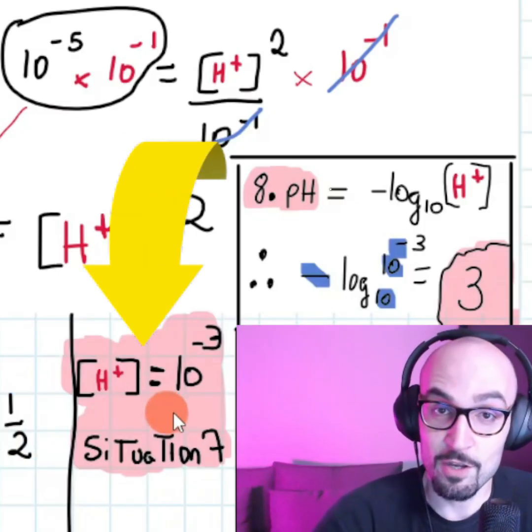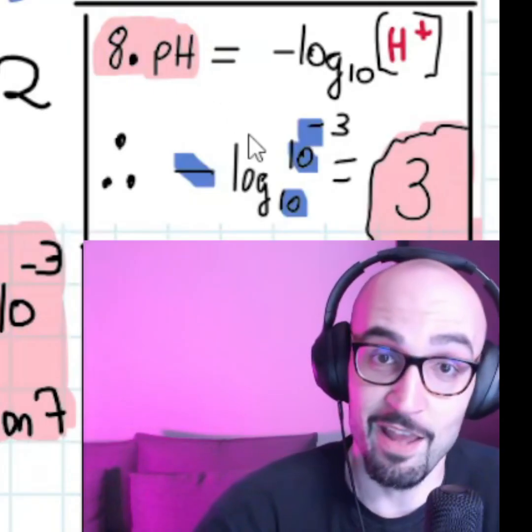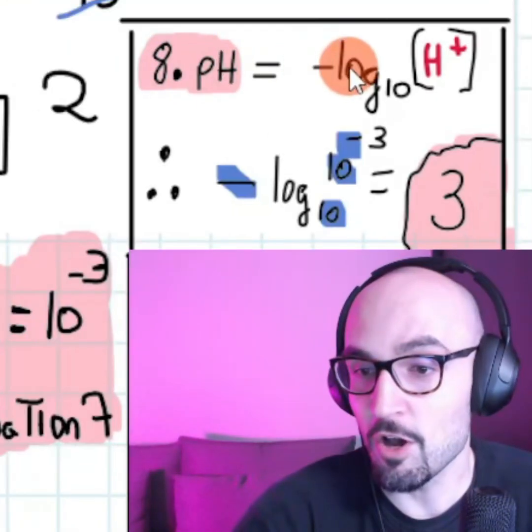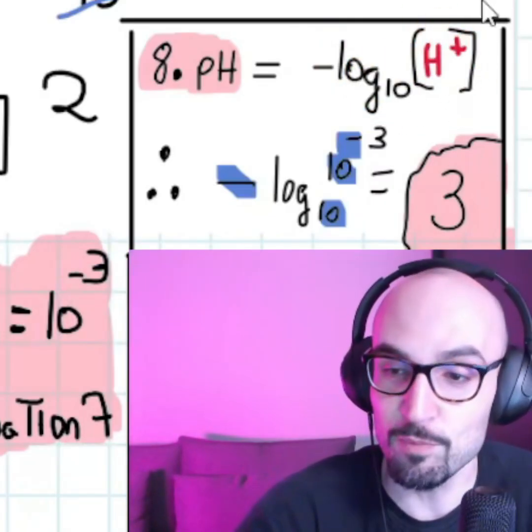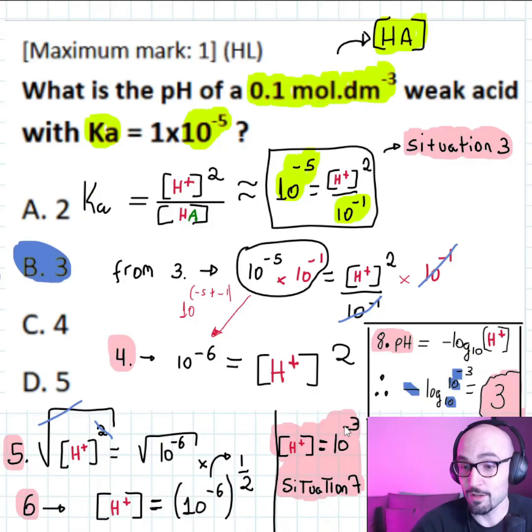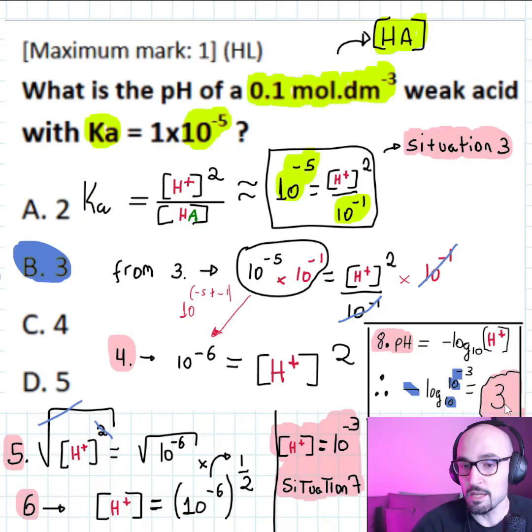Which brings us to situation number 7. In situation number 7, we have that the concentration of H plus is equal to 10 to the power of negative 3. Now that we figured out the concentration of H plus, we just have to plug it into the pH formula. Situation number 8, pH is equal to minus log base 10 of the concentration of hydrogen plus. If our concentration of H plus is 10 to the negative 3, we just have to plug it in. Minus log base 10 of 10 to the negative 3. The minus cancels out, the 10 cancels out, and our final answer, the pH is going to be equal to 3. The answer is letter B.